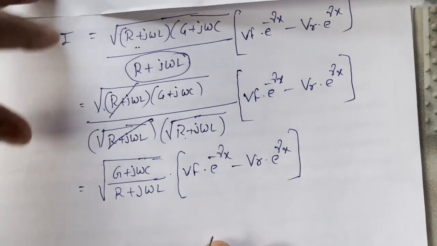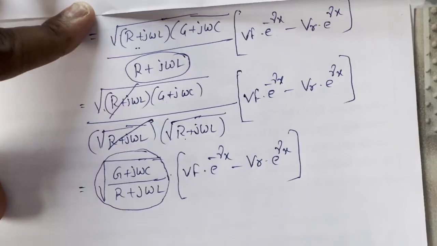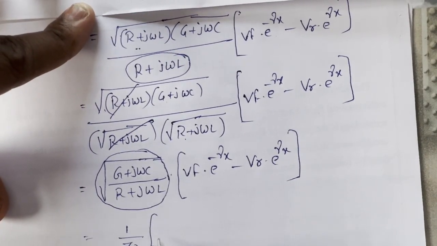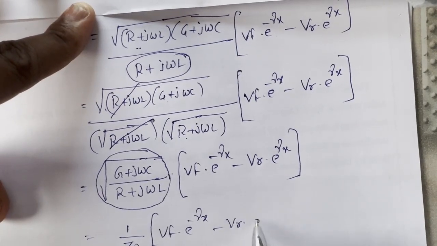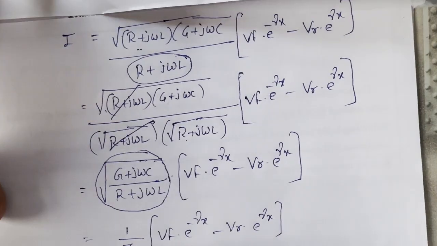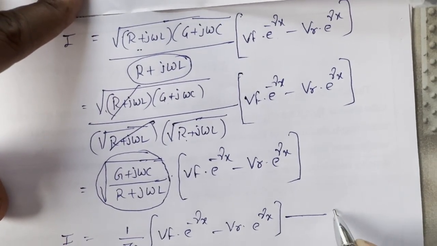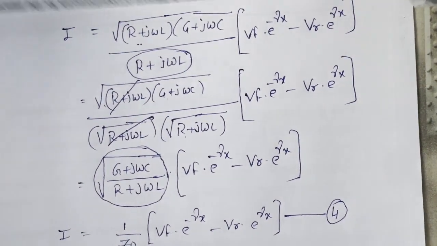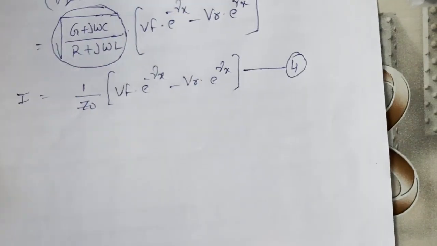Now we have already expressed this term as the characteristic impedance, that is, I equals 1 by Z0 into Vf into e power minus gamma x minus Vr into e power gamma x. I am labelling this as equation 4.